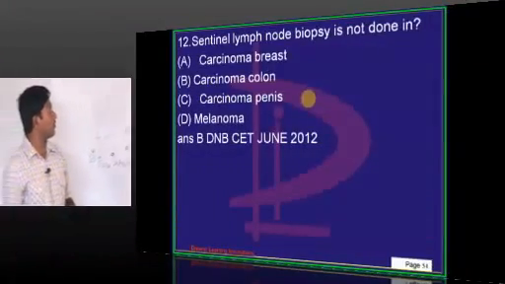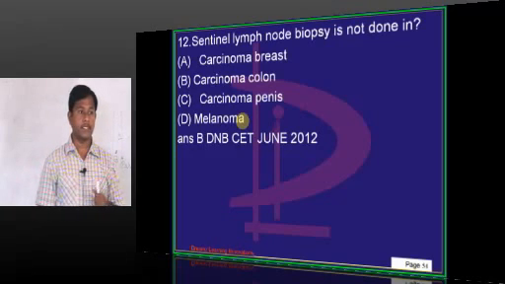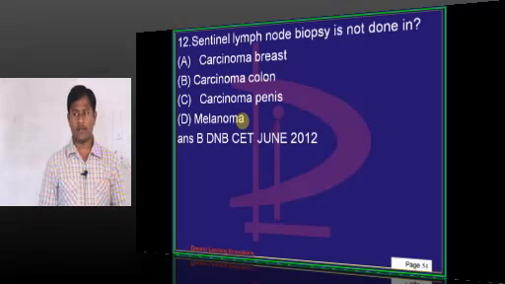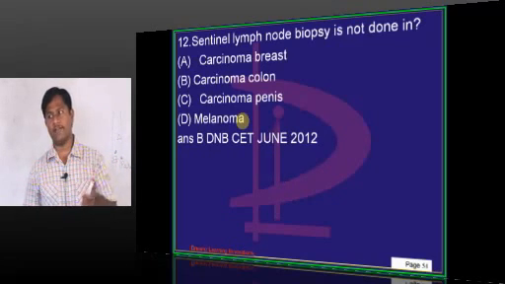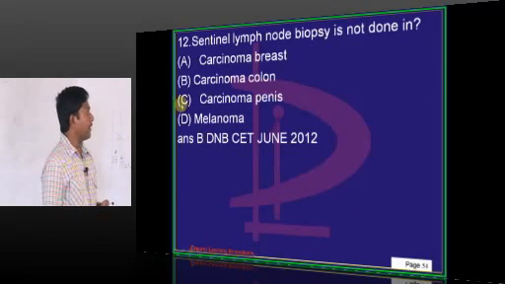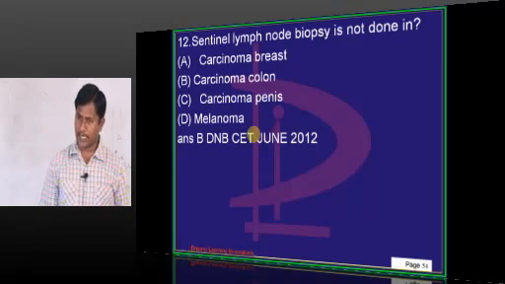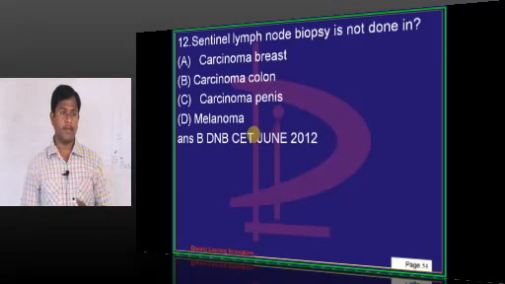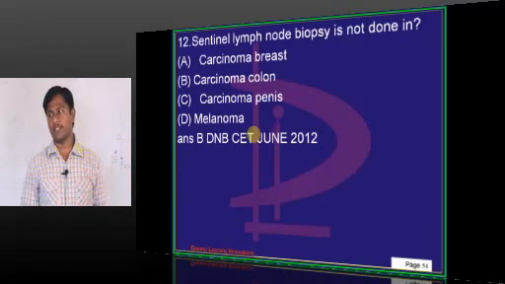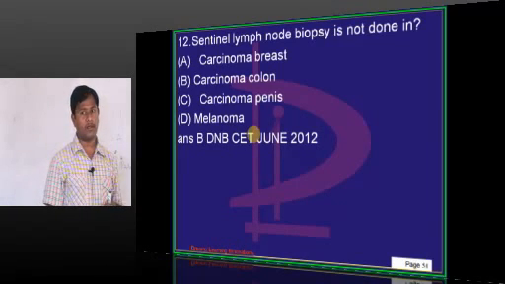Now the sentinel lymph node for carcinoma of breast is the axillary lymph node. Which group forms the most common sentinel lymph node? Yes, the anterior axillary group of lymph nodes. Again in melanoma, we have a sentinel lymph node most commonly seen in the inguinal region. Melanoma has metastasis through this, so we have to examine the inguinal group of lymph nodes for melanoma.